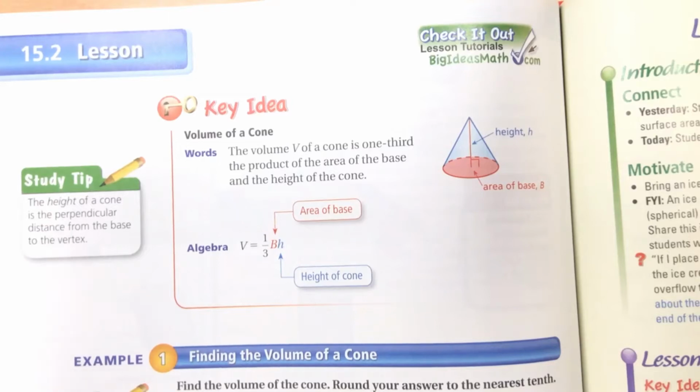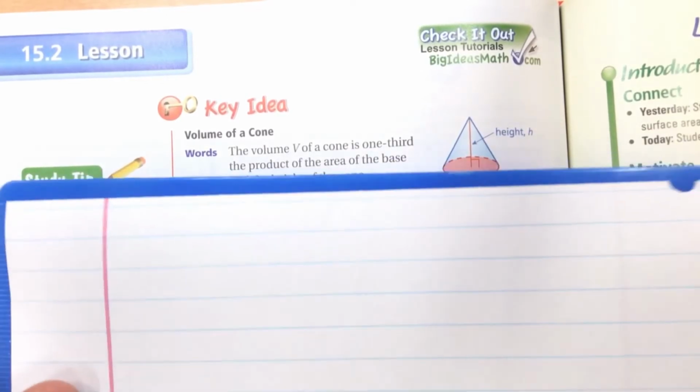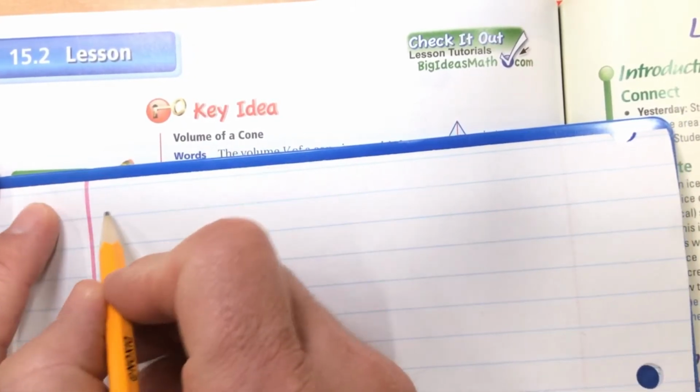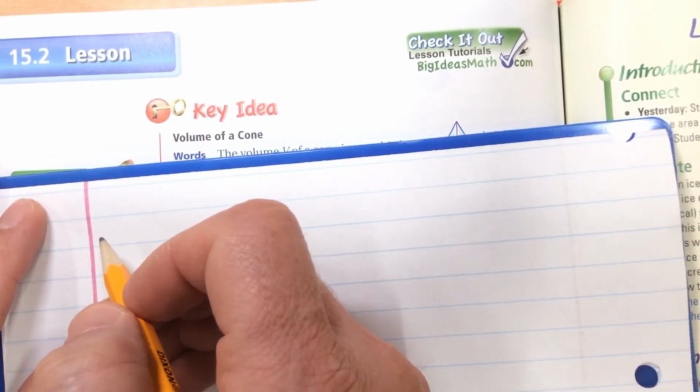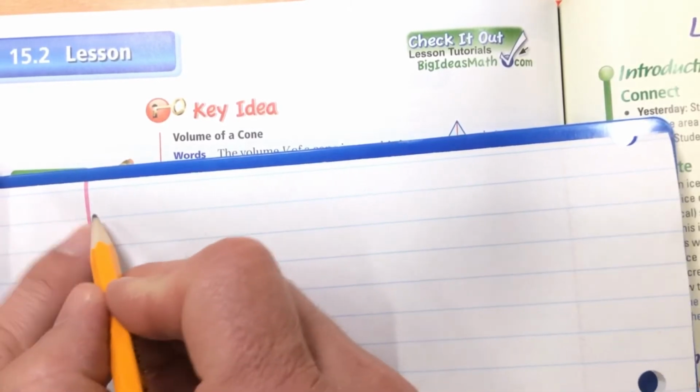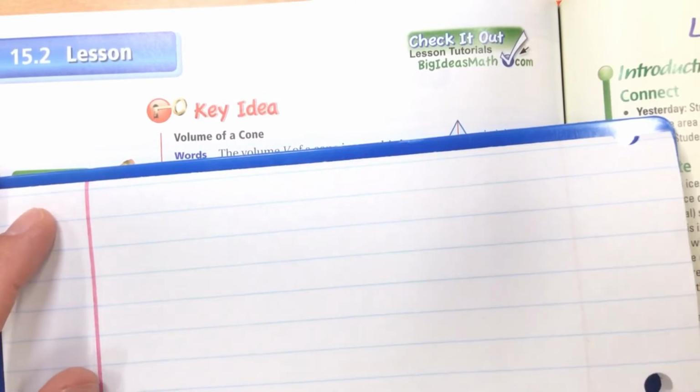Okay, this is lesson 15.2, which is going to be the volume of a cone. It starts on page 680 in your textbook. Just like on our last lesson, for the volume of a cylinder, which is basically a circular prism, we use the same formula: volume equals base times height.